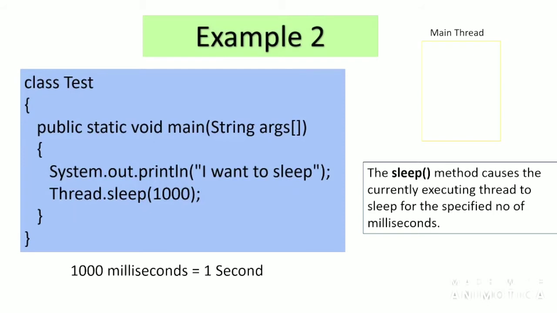Now the problem will arise here. When your thread goes into the sleep state, it is possible that another thread may interrupt this thread during its sleep, which results in abnormal termination of the program.